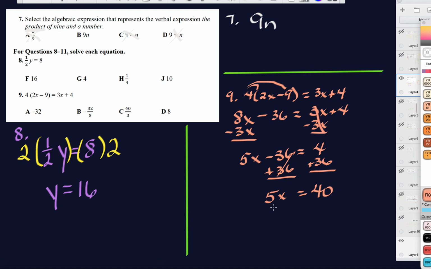So you could finish there, but let me go ahead and finish by dividing both sides by 5. Divide by 5. And then go back to my regular color. X is equal to 8. And of course, they showed you that D was the answer. All right, going to move on.